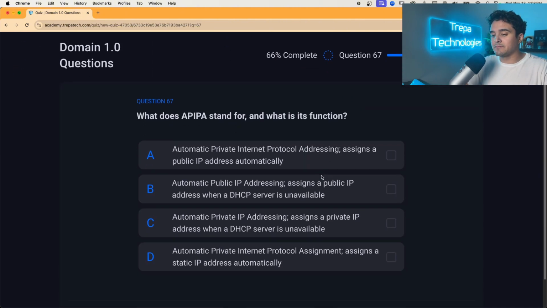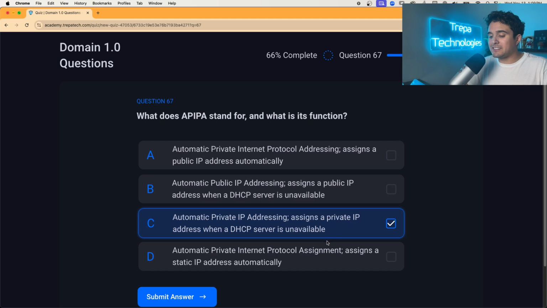Question 67. What does APIPA stand for, and what is its function? So APIPA is going to assign a Windows machine an IP address when it's not statically set, or the DHCP server is not configured or can't be reached, or has run out of IP addresses, so it's reached address exhaustion, okay? So it's going to be C.